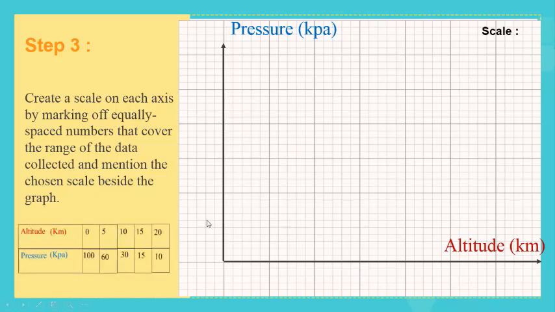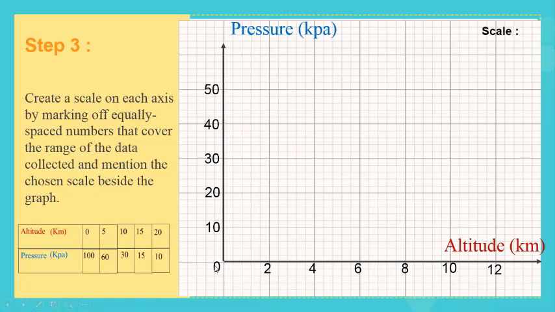This is the table. For the values of altitude 0, 5, 10, 15, and 20, if we choose the multiples of 2 on the x-axis, and for the values of pressure 100, 60, 30, 15, and 10, if we choose the multiples of 10 on the y-axis, the values will be: on the x-axis, 2, 2 plus 2, 4, 4 plus 2, 6, 8, 10, and 12. On the y-axis, 10, 20, 30, 40, and 50. Surely at the intersection we have 0.